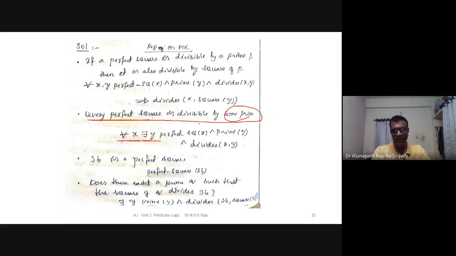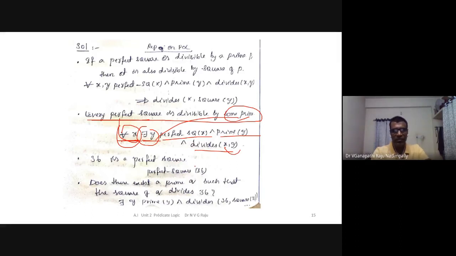Some, we don't know, at least some, that will be existential. Every, for all, there you have to use universal. Now, for all x refers to every perfect square, there exists y refers to some prime. Perfect square of x and prime of y, which divides x by y. Clear?